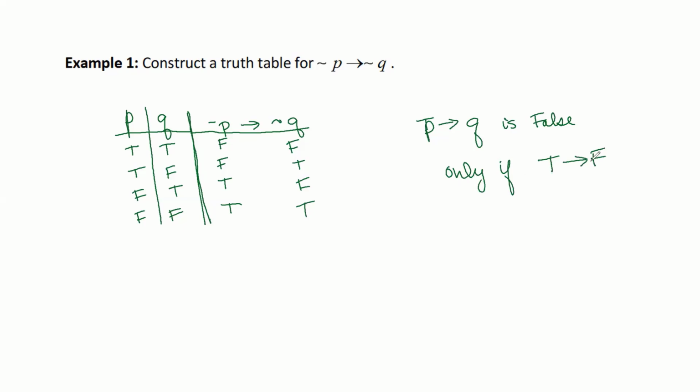So all we have to look for is true implies false and mark that false, and everything else will be true. So false implies false is true, false implies true is true, true implies false, that one will be false, true implies true is true. So you just look for the true implies false to mark it as false. And that is our answer.